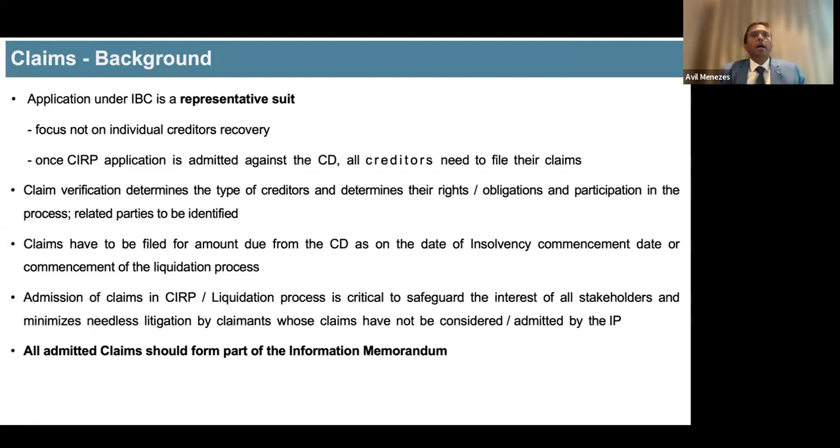So as I've already said, an application under an insolvency is essentially a representative suit. That means once the petition is admitted, it does not really matter about an individual recovery. The focus is not on an individual recovery. The focus is on all the creditors. So all the creditors will need to file the claims.